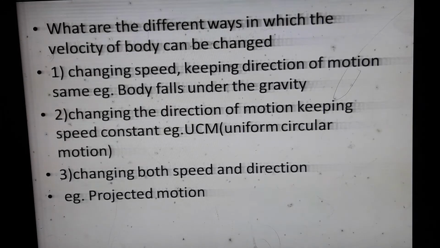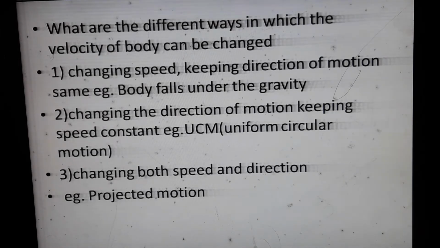The example I have mentioned here is a body falling under gravity. Body falls under gravity, it means what? Whenever any object falls toward the earth, what happens? It changes its speed. Initially the speed might be low, then once it comes downward to the earth, its speed increases, but the direction remains the same, toward the earth. So here the direction does not change, only the speed changes. Whenever the speed changes, it means the velocity is going to change.